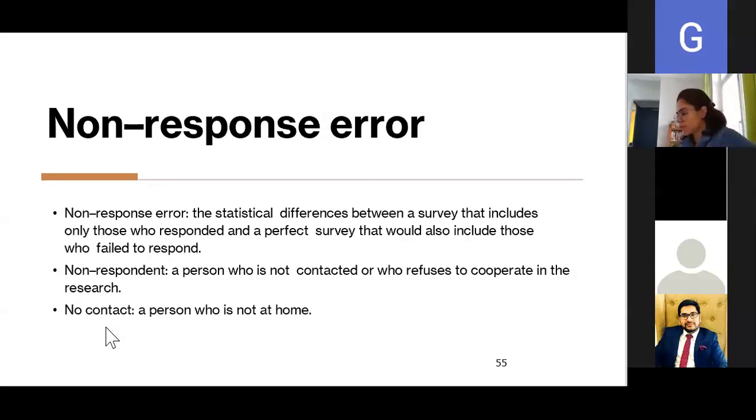No show. Yeah. So respondent is not responding, and that's why there can be error. So a person who is not contacted or who refuses to cooperate in the research, it can be because of that. Non-response error includes only those who responded, and a perfect survey would also include those who failed to respond. So basically, मुझे survey करना था 100 लोगों का, and I had some criteria, but some of the respondents didn't respond, and that's why I got biased results. So this is a non-response error.